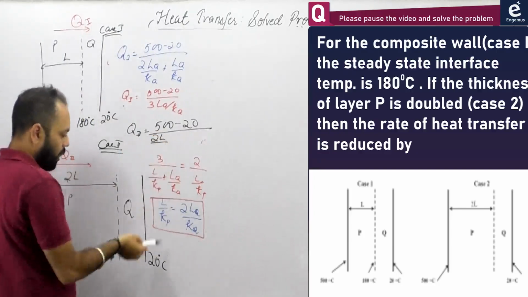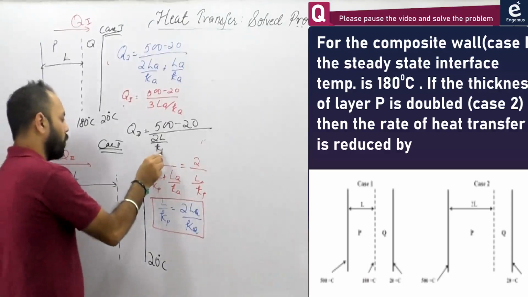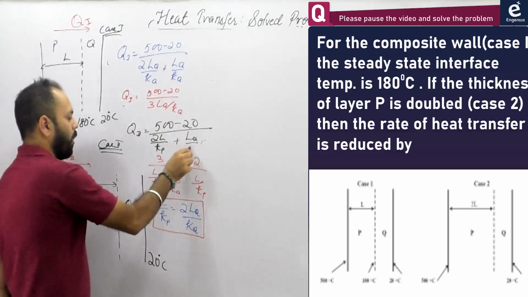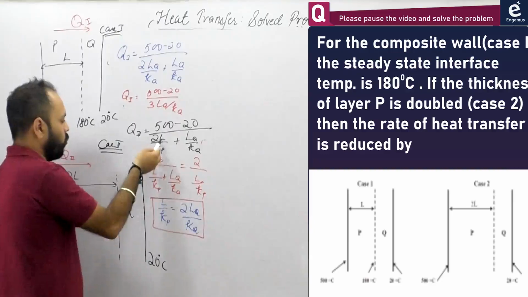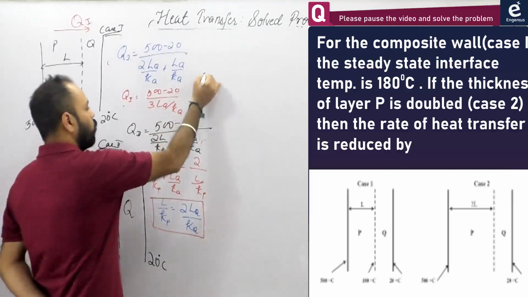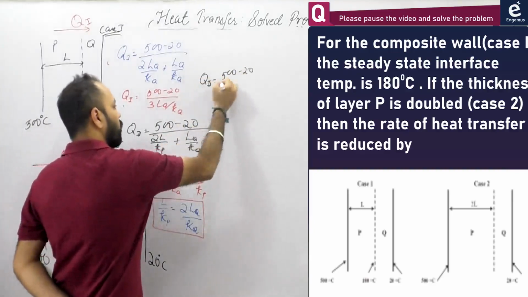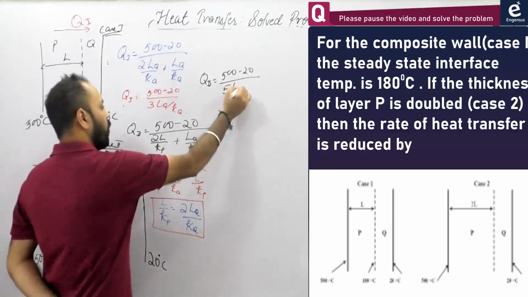भाई ये जो रिलेशन है, ये रिलेशन तो सेम रहेगा ना, L by 2L by Kp plus Lq by Kq. And what is the relation? L by Kp is twice of Lq by Kq. So this will become 4 times of Lq by Kq. So Q2 will be 500 minus 20 divided by 4 plus 1. So 5 Lq by Kq.